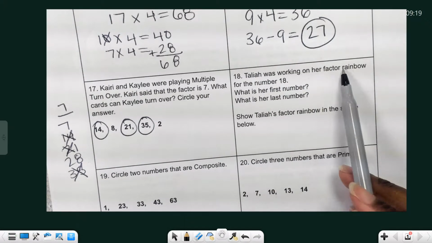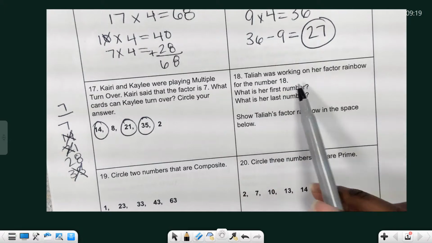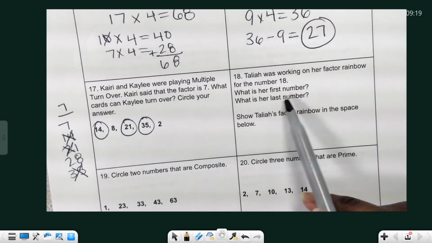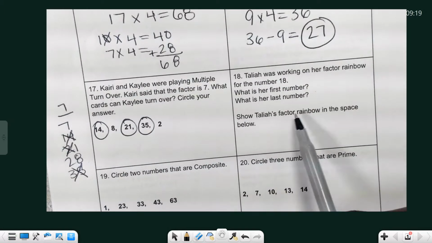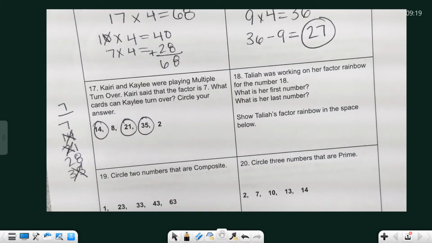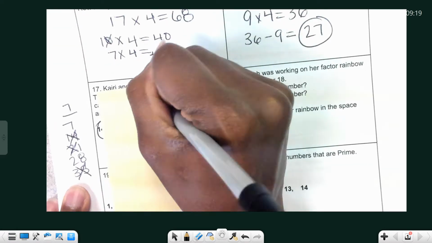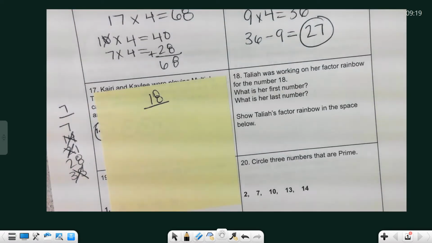Talia was working on her factor rainbow for the number 18. What is her first number? What is her last number? Show Talia's factor rainbow in the space below. So I would say it's 2 steps here because you have to list all the factors for 18, but then you have to go back and list them in order from least to greatest, showing your rainbow. So I'm going to put a little sticky note here so we can list all the factor pairs for 18.